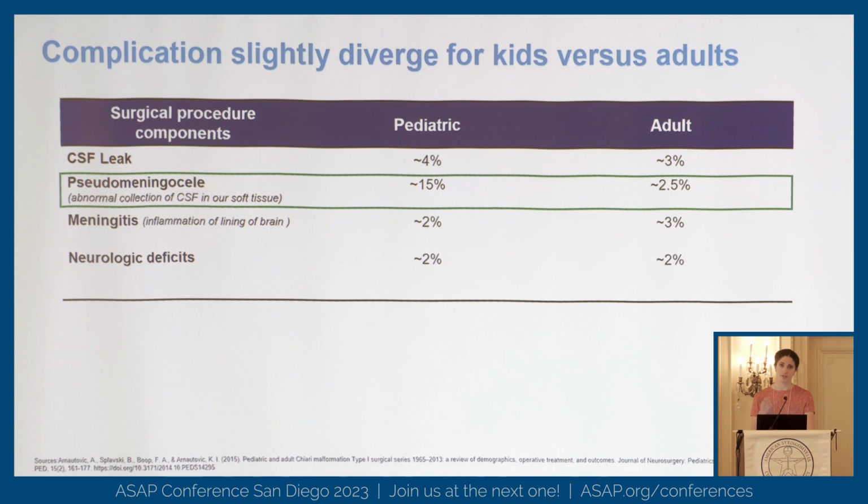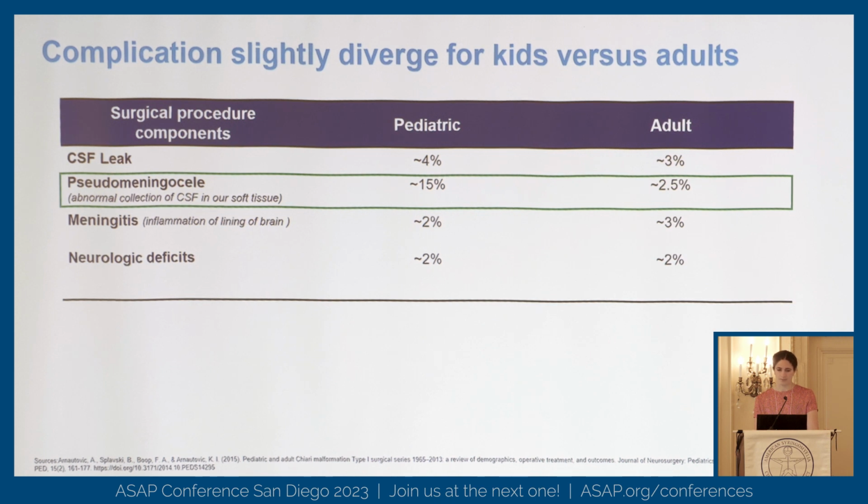So no matter how many stitches we put in and how good of a closure we do, sometimes there is going to be an increased risk of that fluid going through that suture line as opposed to staying inside the head. Okay? Whenever there's a CSF leak, there's an increased risk of having meningitis. So this can be an infectious meningitis, and that is seen about the same rate in adults and children.